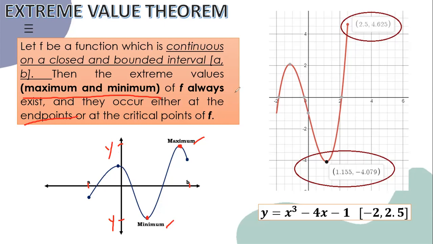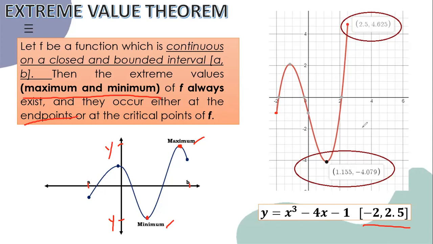So para sa pinakamababa. So let's have also the graph here in the right side. So for example, we have y is equal to x cubed minus 4x minus 1. So that is for interval negative 2 hanggang 2.5 lang. So negative 2, ayan, ito yung point. Tapos sa 2.5 ay ito yung point. Okay?